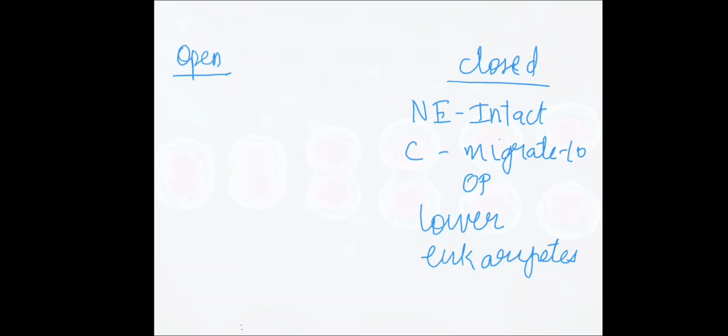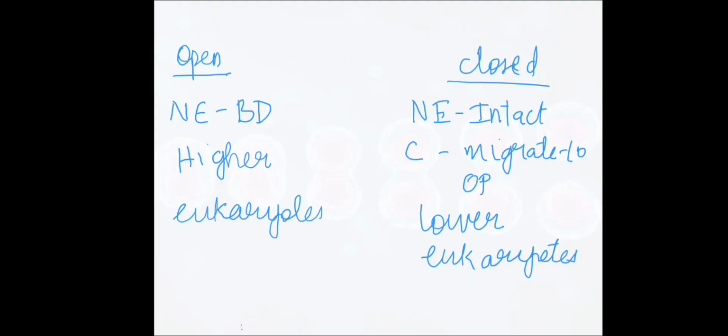In cells of higher eukaryotes, it undergoes open mitosis, in which the nuclear envelope breaks down at the end of prophase. This is happening in higher eukaryotes. So this is the major difference between open mitosis and closed mitosis.